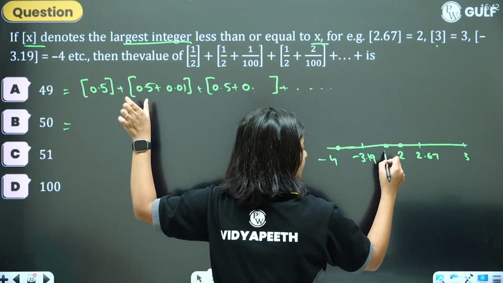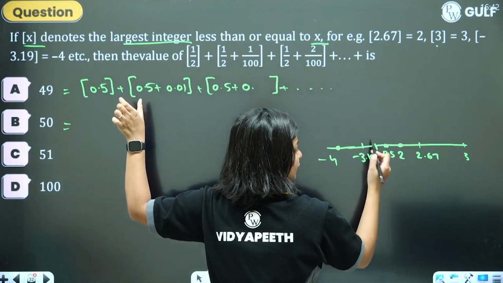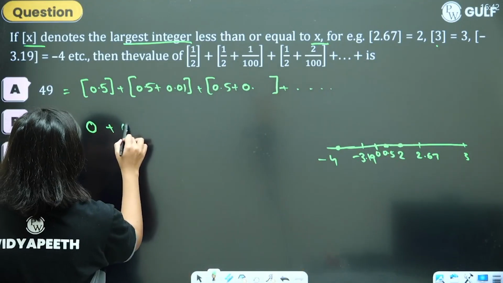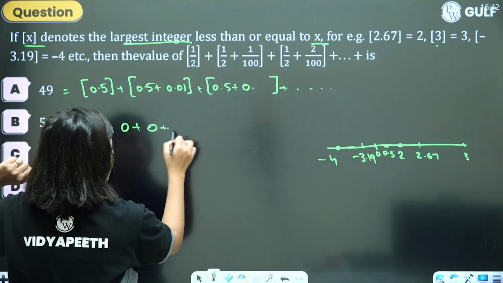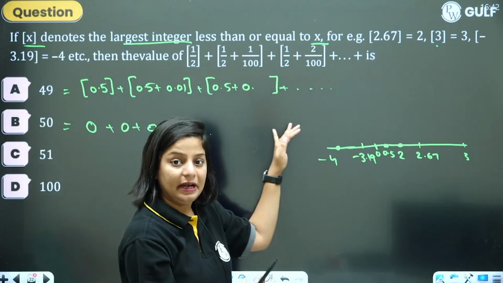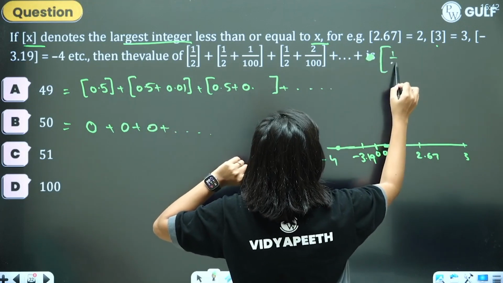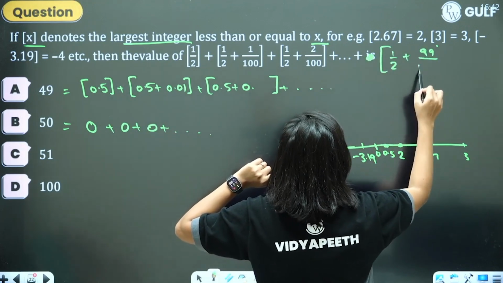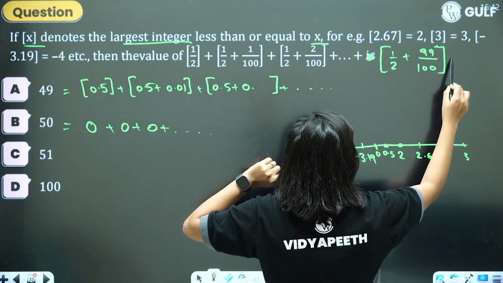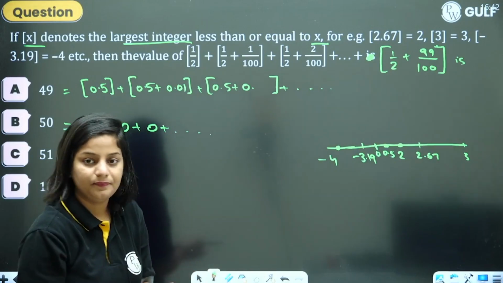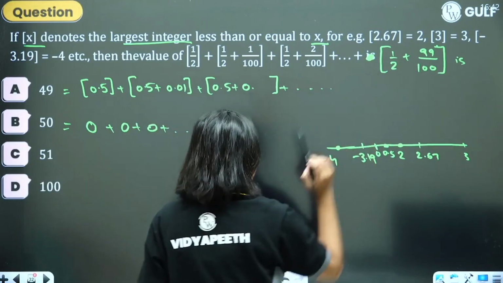If there is a number 0.5, on the left of it there is 0. So this is 0, second term 0, third term 0. It will be 0 till when? There is one question error. I mean the last term should be 1 by 2 plus 99 by 100. This was in the question paper. While typing, we missed it. So the last term is this, 1 by 2 plus 99 by 100.